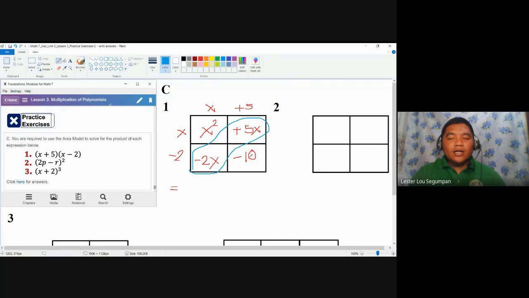The other terms which do not have any partner, simply write here. So this would become x squared. And then 5 minus 2 is positive 3. Copy the variable. And you copy this minus 10.